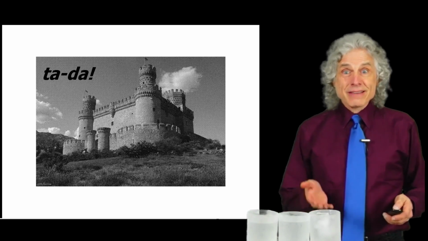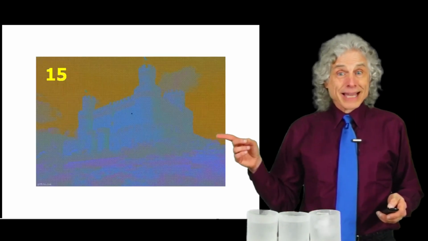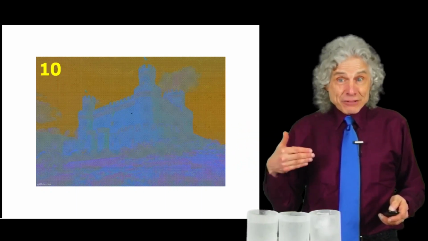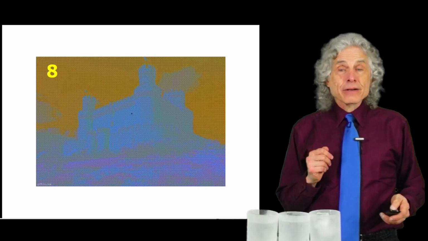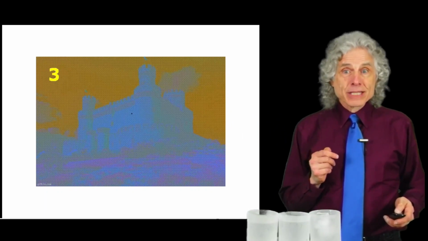You should see a vivid color photograph, which is not there. This is a black and white photograph. All of the color has been supplied as after effects from staring at the display. Again, you've got to keep your eye centered on the black spot for it to work.